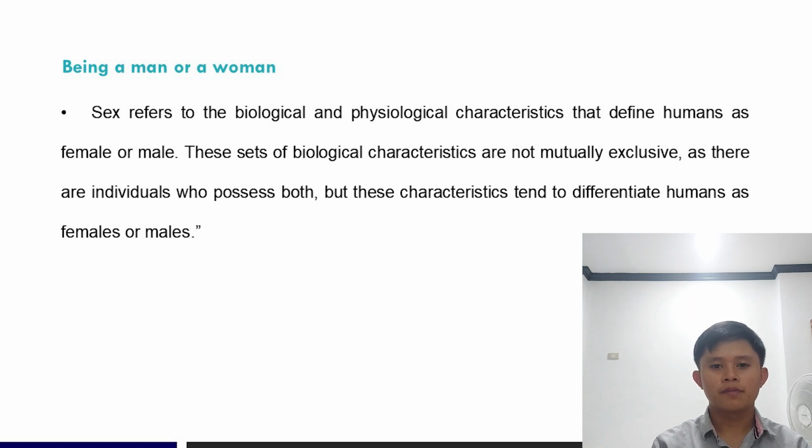Being a man or a woman. Sex refers to the biological and physiological characteristics that define humans as female or male. These sets of biological characteristics are not mutually exclusive, as there are individuals who possess both, but these characteristics tend to differentiate humans as female or male.